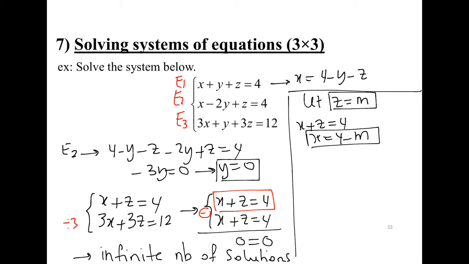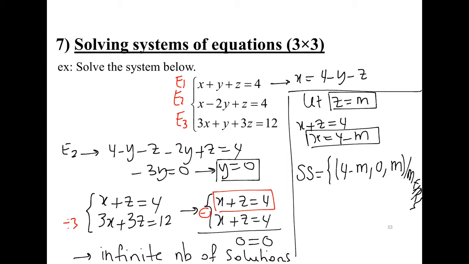Now since we already have y equals 0, then fine, we're done. But if we did not have y equals 0, then we would have to go back to the original system and find y in terms of m as well. So over here, the solution set of the system would consist of the triplets in the form 4 minus m, 0 for y, and m for z, where m is a real parameter.